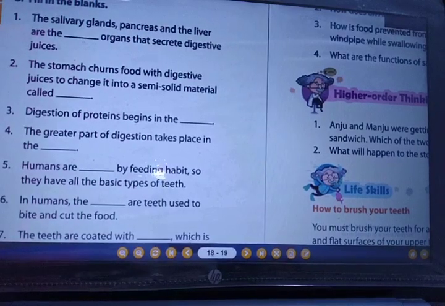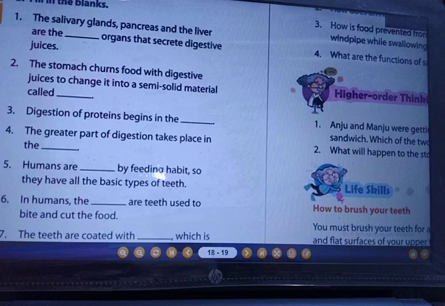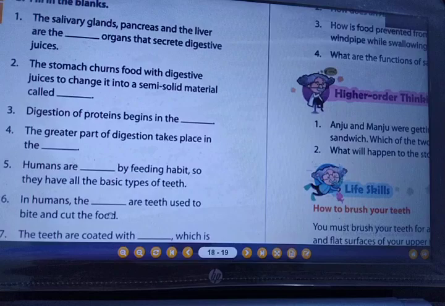Okay. Digestion of protein begins in the dash. From where does it begin? Can you tell me? Digestion begins in the stomach. The greater part of the digestion takes place in the small intestine. In humans, the dash are the teeth used to bite and cut. Which teeth are used to bite and cut? Incisors.